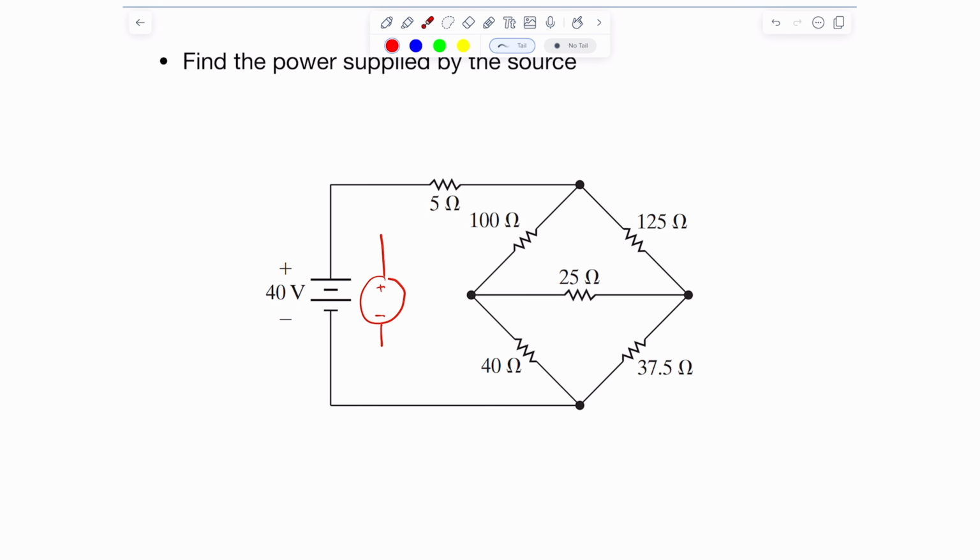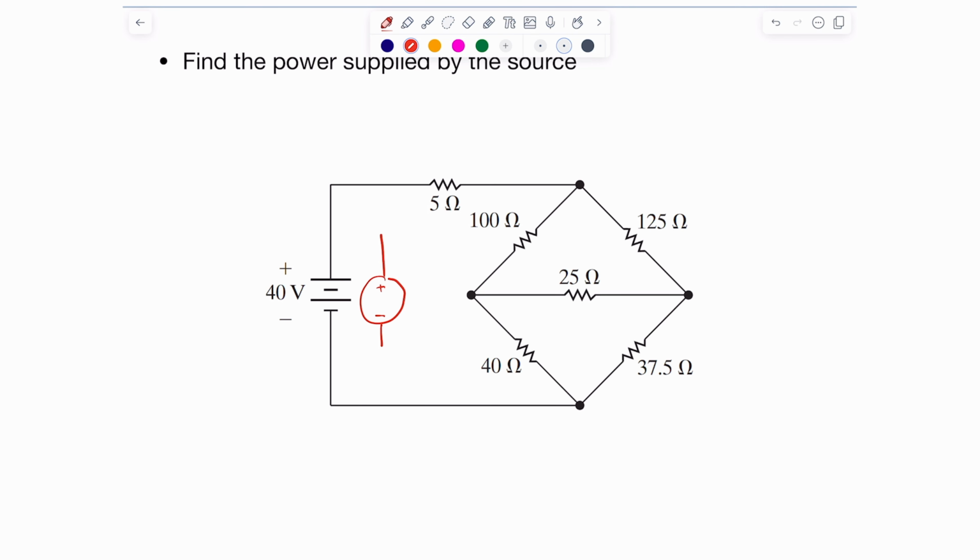The simplest thing to do is to figure out an equivalent. This is a resistive circuit, so the easiest thing to do is just to figure out the equivalent resistor seen by the source, and we can compute the power it's providing to the circuit. Of course, there are multiple ways to approach this using the Y-delta. What we have to do is identify a bunch of Y and delta patterns in here.